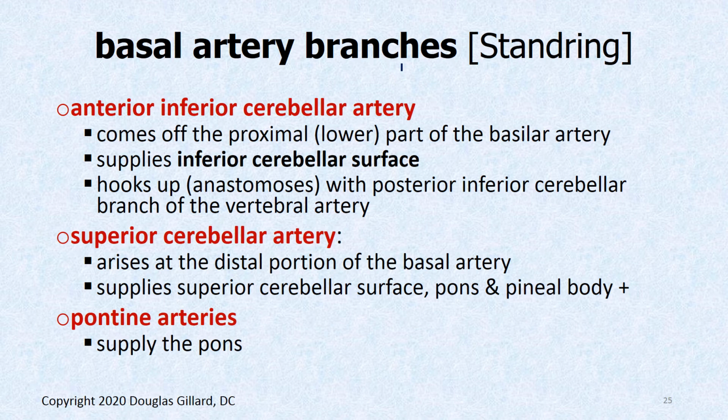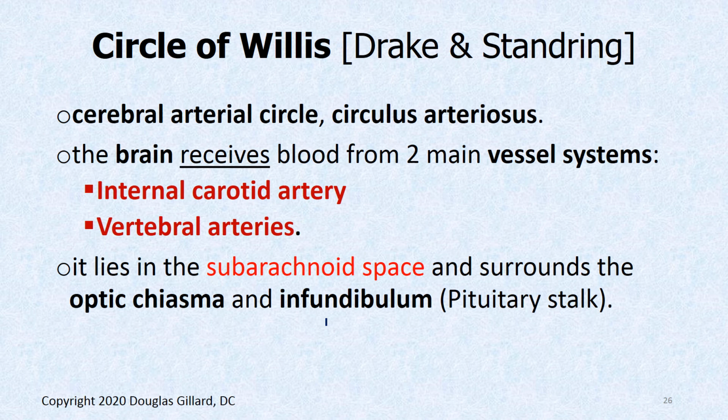So the branches off the basilar artery: we have the anterior inferior cerebellar artery. That supplies the inferior cerebellar surface. We already looked at that. Superior cerebellar artery, that supplies the superior part of the cerebellum. And the pontine arteries supply the pons. Circle of Willis, I've already talked about that.